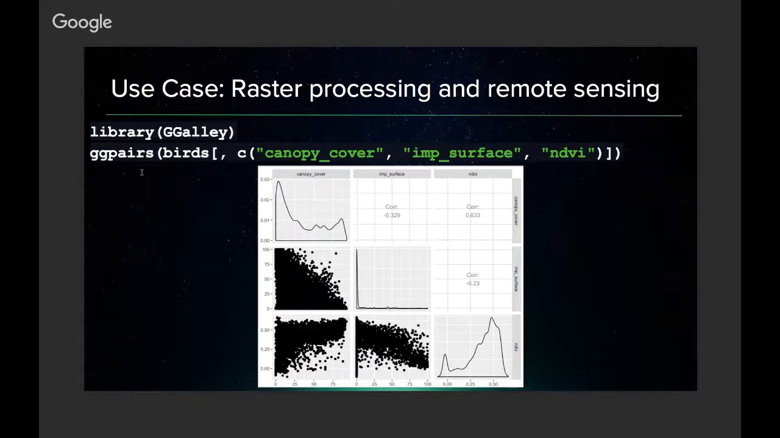So the three, canopy cover, impervious surface, and NDVI, those are all rasters, but it's being correlated to the bird points. Is that what's going on? They are rasters, and then I extracted the raster pixel values to the bird points, and that's what's plotted, yeah. Okay. Nice. Cool.